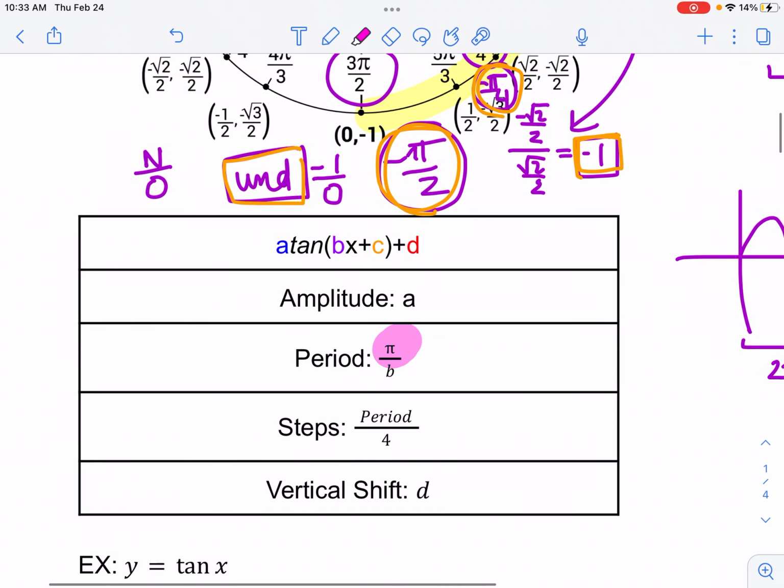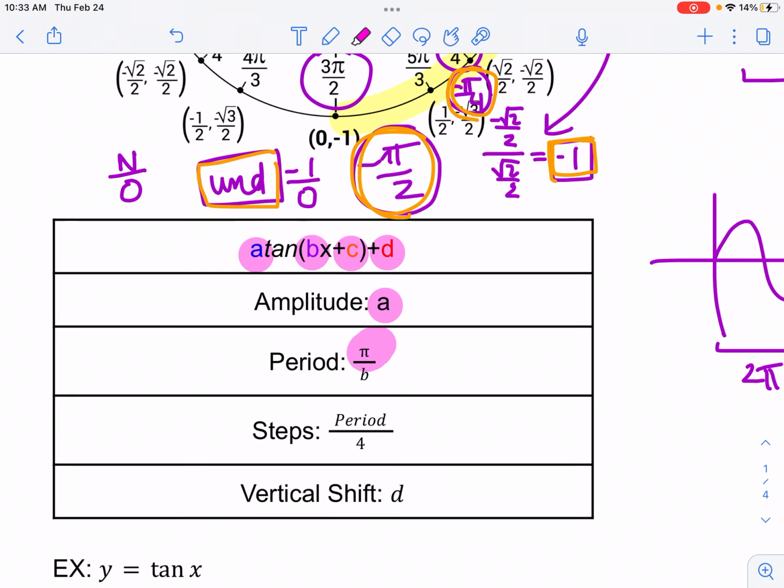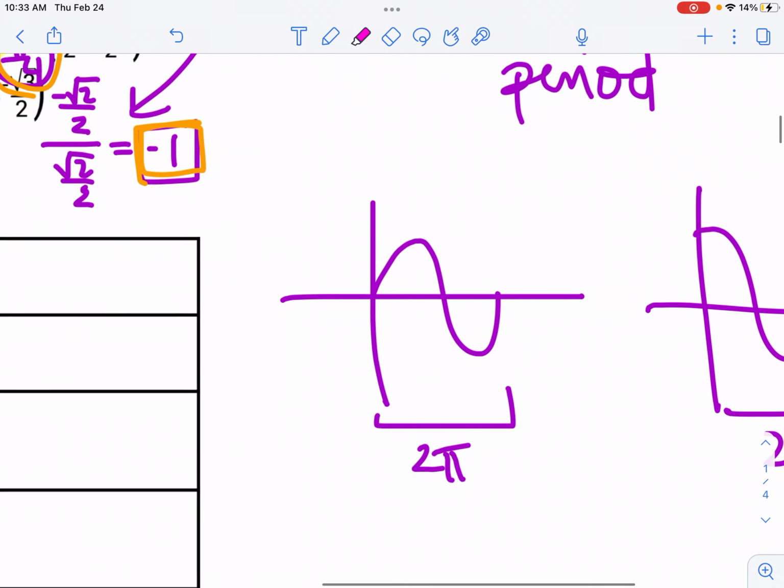Now let's look at the standard form. You've still got A, B, C, and D, so you still need to be able to find those. They're still in the same exact position, so that's not going to change from sine and cosine. You still need to find your amplitude. Your amplitude is still going to be A, but it looks a little bit different in the graph. Remember, before, the amplitude was the distance from the middle to the highest point, or the middle to the lowest point. It'd be the same because of symmetry.